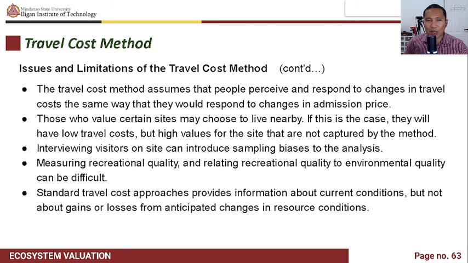Another is that interviewing visitors on site can introduce sampling biases to the analysis. So probably they're not gonna tell the right budget or the expenses that they are incurring during their travel. So relating recreational quality to environmental quality could also be very difficult. And the standard travel cost approach provides information about current conditions, but not about gains or losses from anticipated changes in resource conditions.